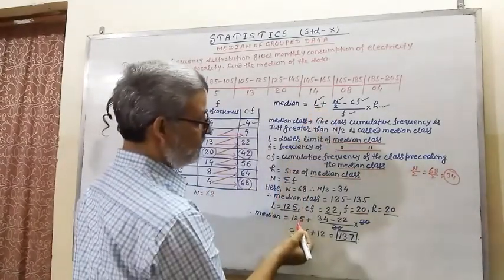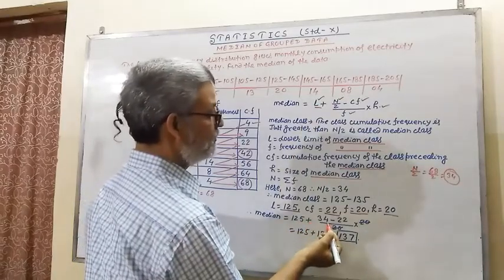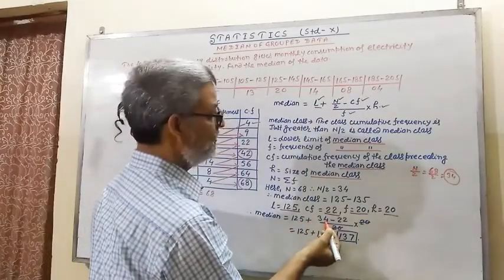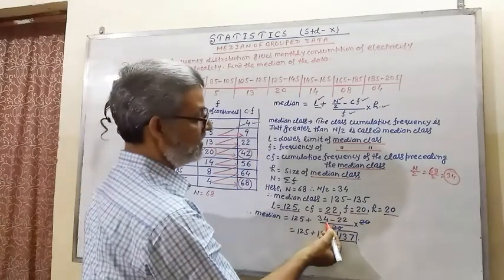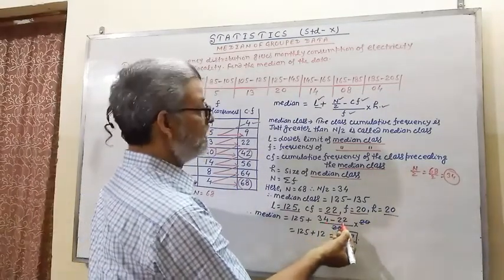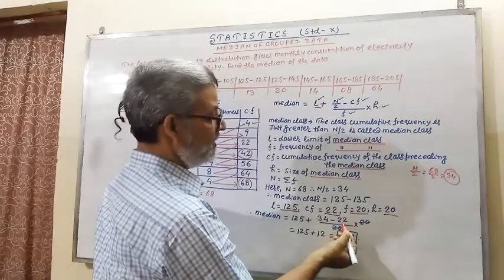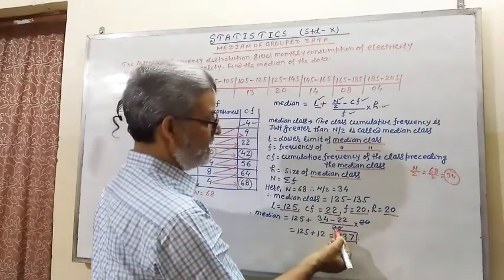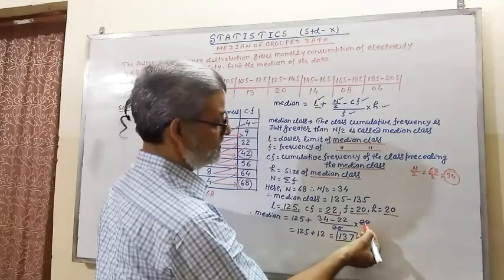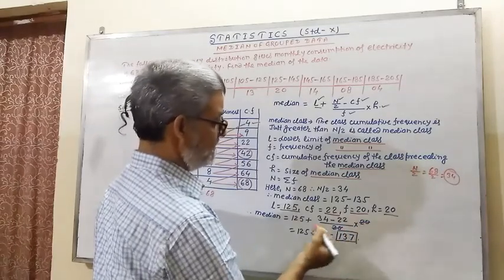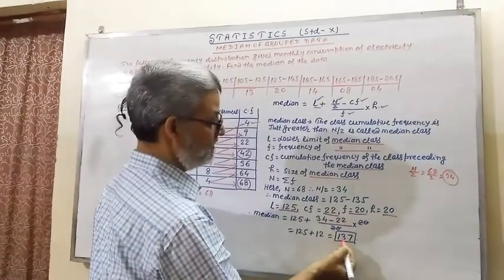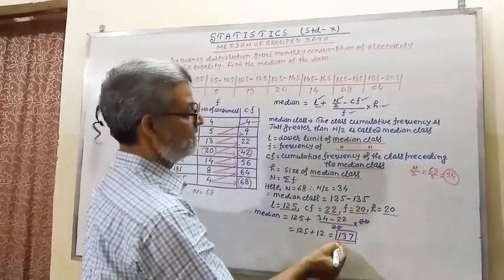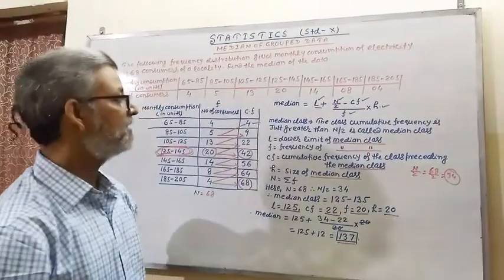L means 125 plus n by 2. n by 2 means 34, because n is already 68. So n by 2 is 34 minus CF. CF is 22 by F. F means 20 into H. 20, 20 cancel. So 125 plus 34 minus 22, that is 137. I think now it is clear.